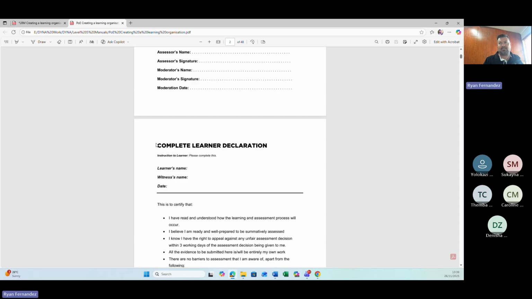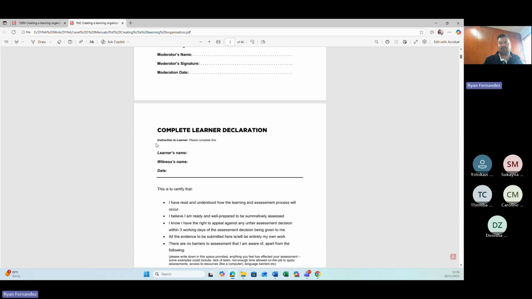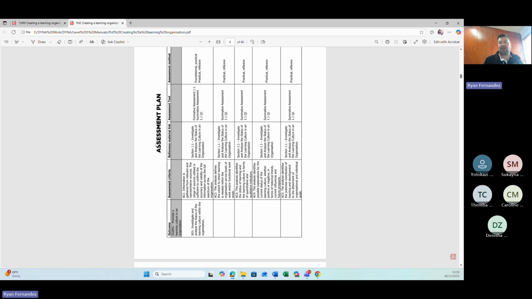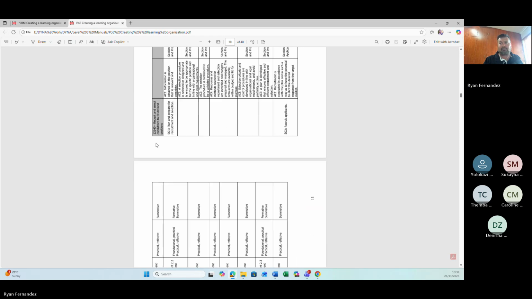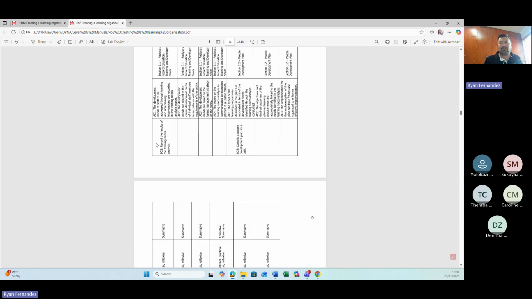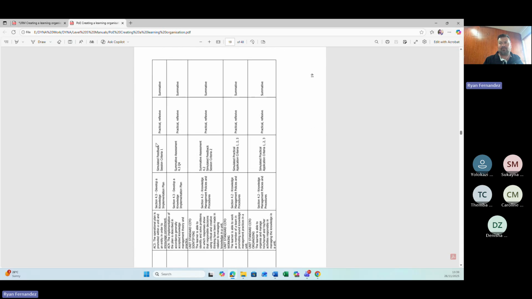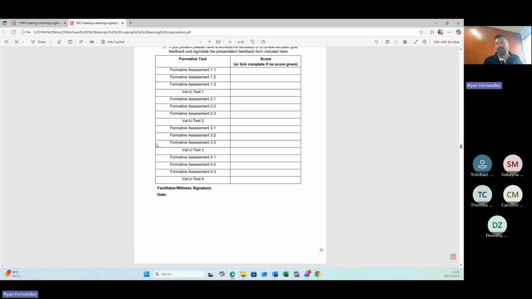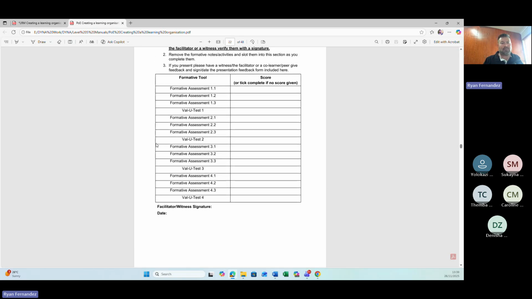So it's the declaration of authenticity, and we've done the front cover. Now, the rest of the pages are going to be mainly informational. So you can go all the way to page number 21. So page number 21, again, when you are submitting, please make sure that all of these are submitted.